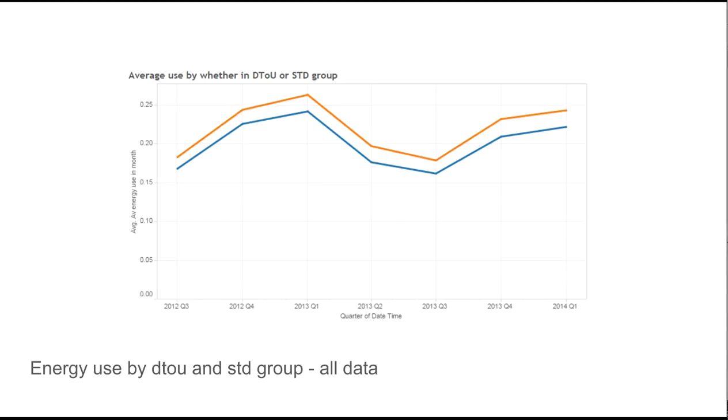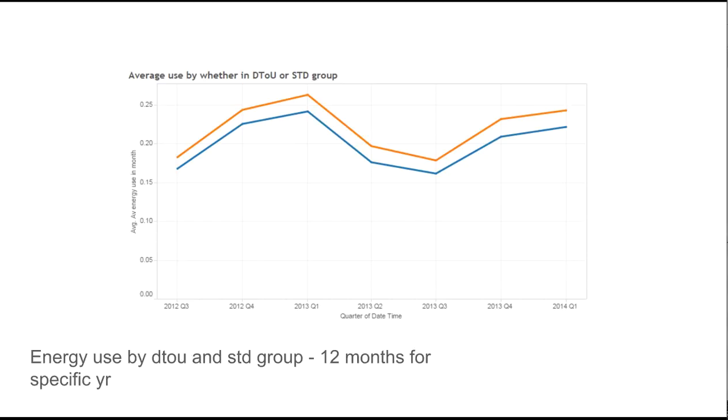According to the types of charges, standard and dynamic time of use, we drew two lines to show the average energy use from 2012 to 2014. And then we chose a specific year, 2013, to see the seasonal variation of average energy use in the two types of charges.